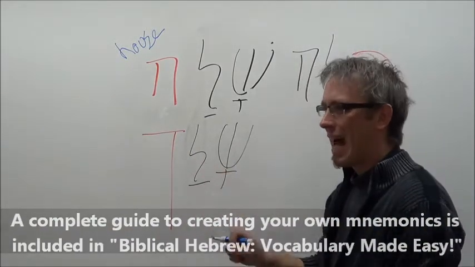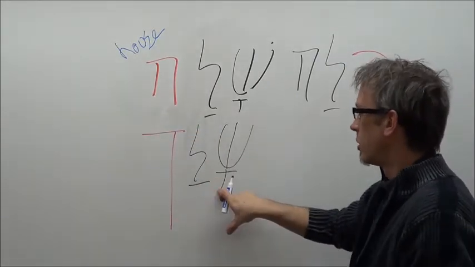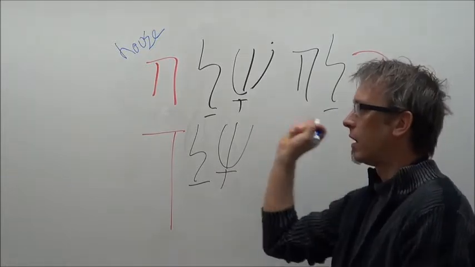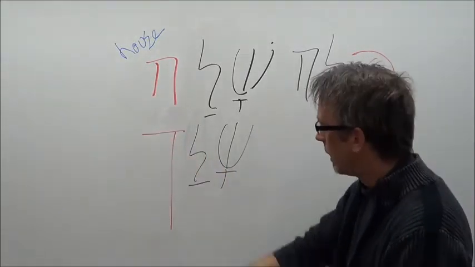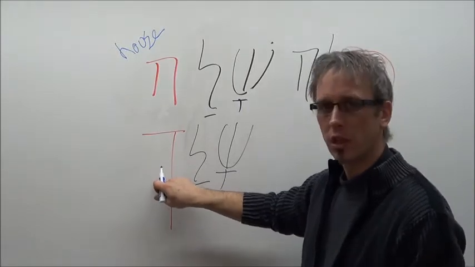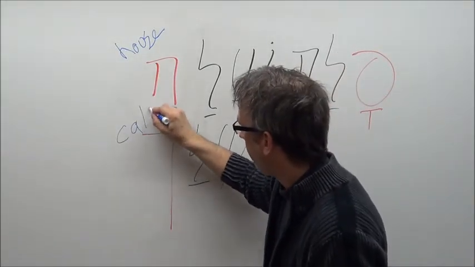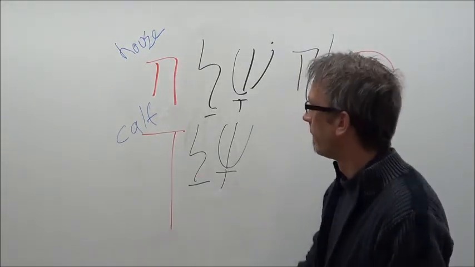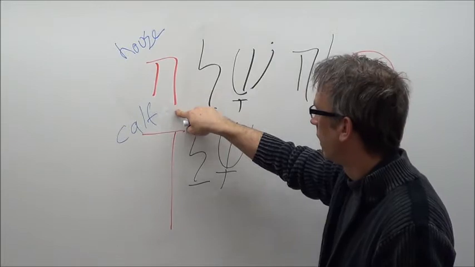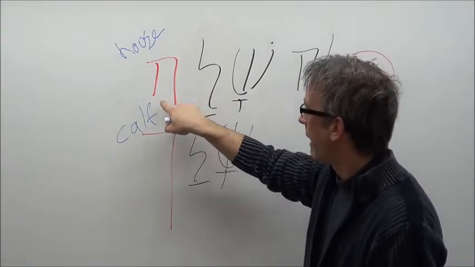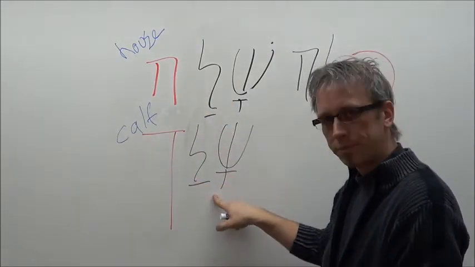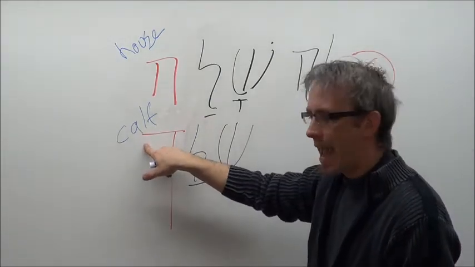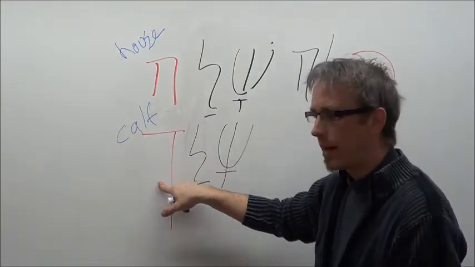I picture a shylock being cast. Shalak, he threw, he cast. I imagine that shylock being cast, and what does it hit? It hits a kaf, which I use a mnemonic value of calf. It hits a calf in the head and knocks it out. Shalak. I'm sending bottles of shellac out of my house. Shalak. He cast. I imagine throwing a shy lock and hitting a calf in the head, denoting the final kaf.